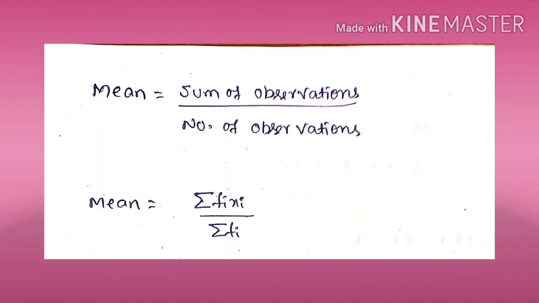Mean of the data is equal to sum of observations by number of observations. This formula is generally used for raw data. And one more formula, mean is equal to sigma Fi xi by sigma Fi. These are the four formulae for the mean.